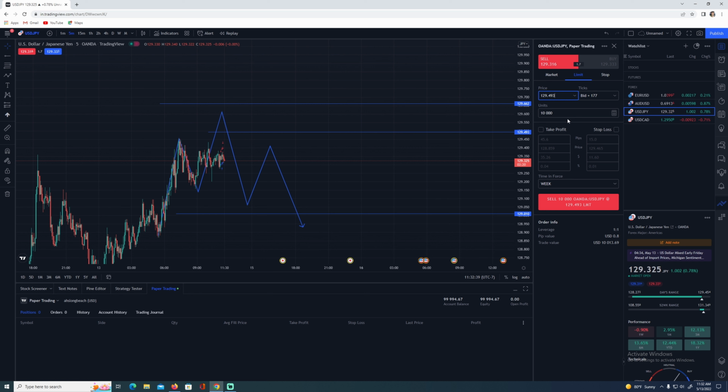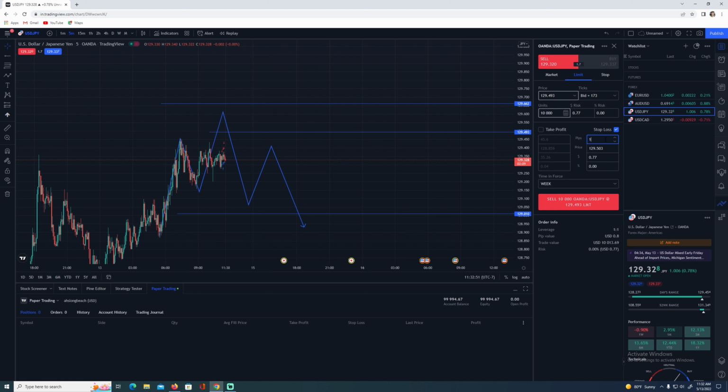129.493. Okay? And then I want my stop loss. We said our stop loss was going to be 17 pips above that. And then our take profit, now let's say it's this low, right? And now our take profit is 128.867. Okay? And now what we're saying is we have our order dialed in.